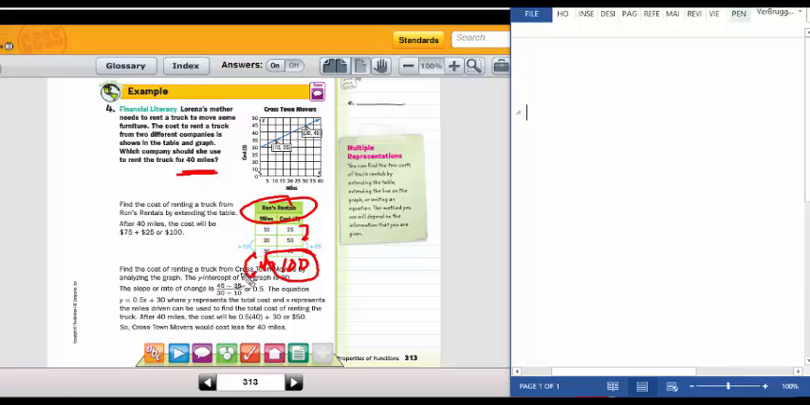Find the cost of renting a truck from Crosstown Motors by analyzing the graph. So the y-intercept of the graph is 30. The slope or the rate of change is 45 minus 35 over 30 minus 10. That's represented right here, or 5/10. The equation, we're going to write it over here so it's a little larger, equals 0.5x plus 30, where y represents the total cost and x is the input of the miles driven.